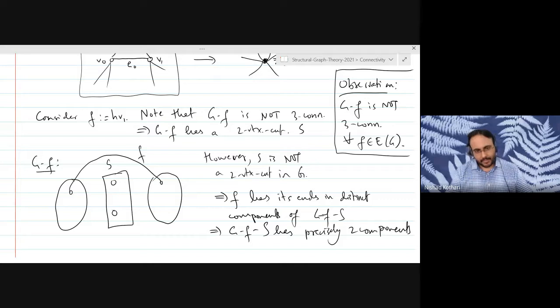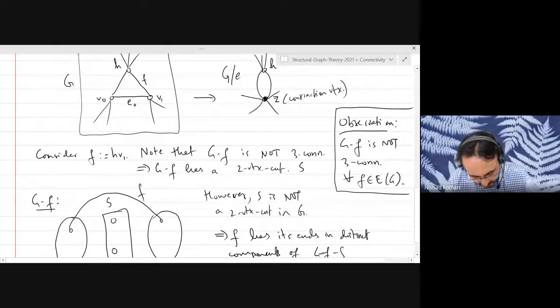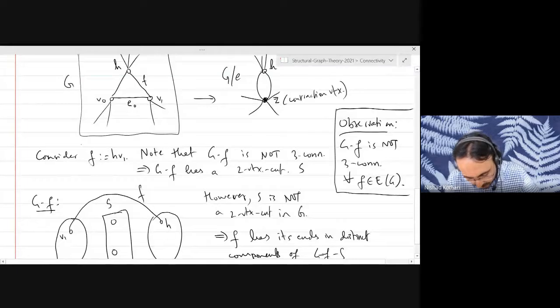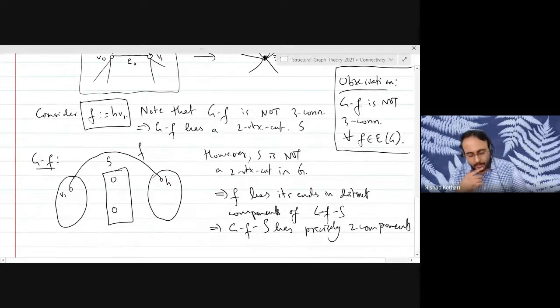If no other questions, then let's put down the labels. So let's say this is the vertex V1 and this is the vertex H. Remember F is equal to HV1. But they have a common neighbor, V0. Where is that common neighbor? Where can the common neighbor be? H and V1 have a common neighbor. Where can it be?